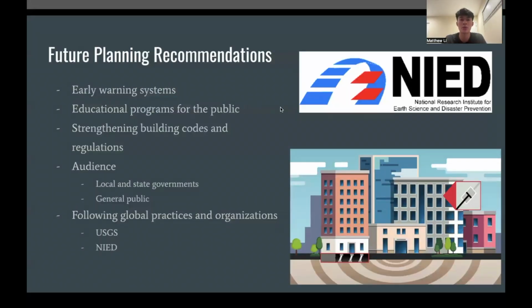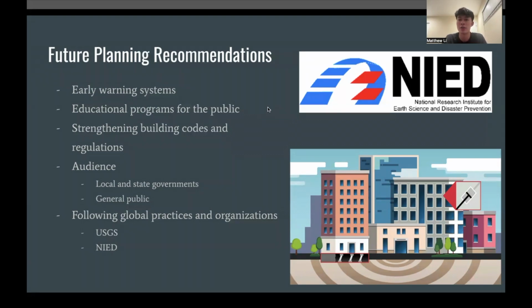So next I'll talk about some future planning recommendations. Some of these include implementing early warning systems. This is crucial to help people become more prepared in case an earthquake is happening in this region. Others include strengthening building codes and regulations. This is very important for infrastructure.